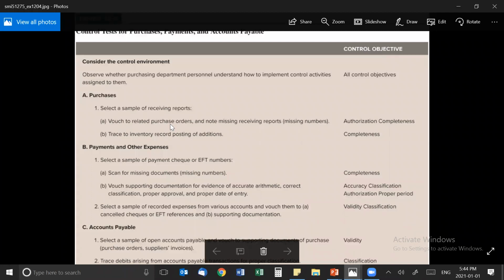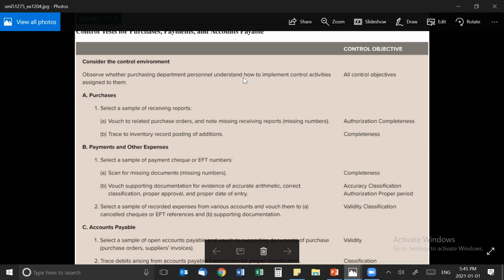Okay, so there's a bunch of control tests. The first thing you have to do is understand how the control activities are implemented. And then for purchases, for example, you can select a sample of receiving reports and then make sure it's vouched to the related purchase orders. Make sure that for the purchase orders, there are no missing numbers, or in the receiving reports. Trace the inventory record posting of additions to the receiving report. So if the receiving report is saying that we received inventory, make sure it's recorded, so posted in the additions.